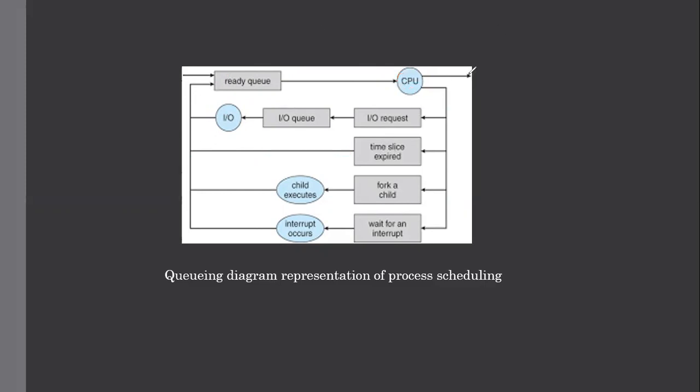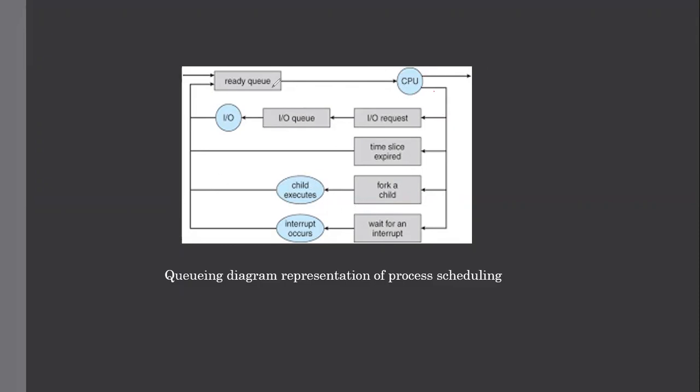The third case could be that the process is executing and it creates a new child process using fork. Since it has created a child process, it will wait for that child to complete first. So it will wait for the termination of the child and then go back to the ready queue. Another case is that the process is executing and some interrupt occurs. The process will be forcefully removed from the CPU, and as a result of the interrupt, it will be put back into the ready queue.